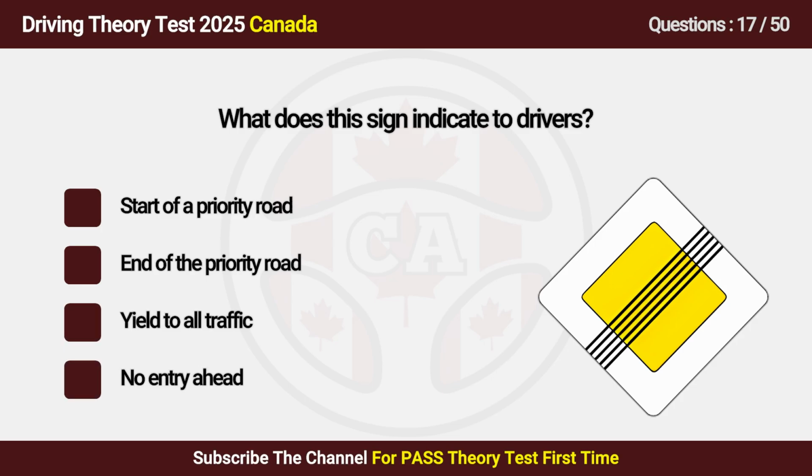A. Start of a priority road. B. End of the priority road. C. Yield to all traffic. D. No entry ahead.